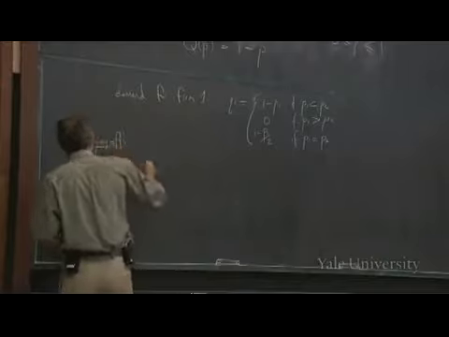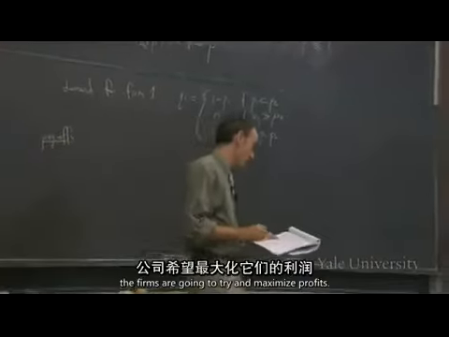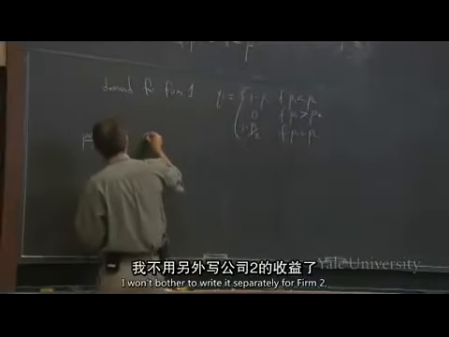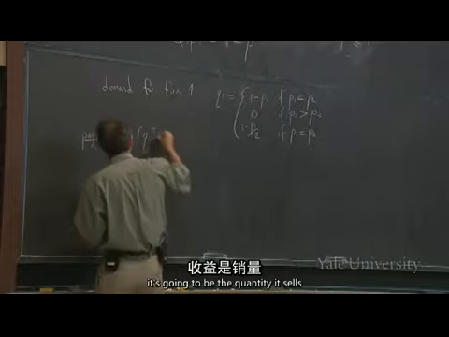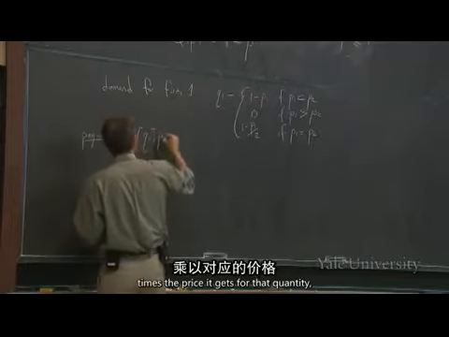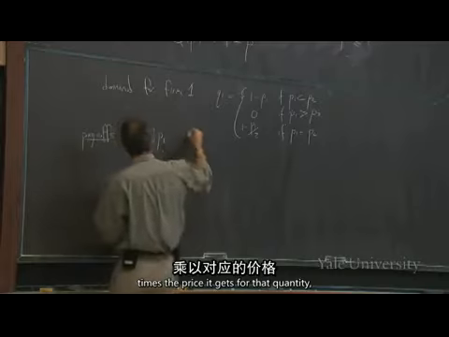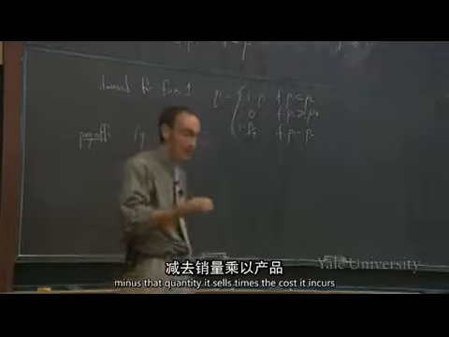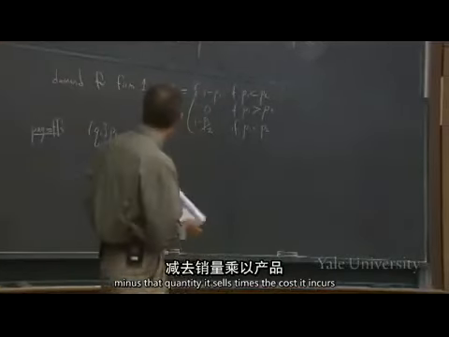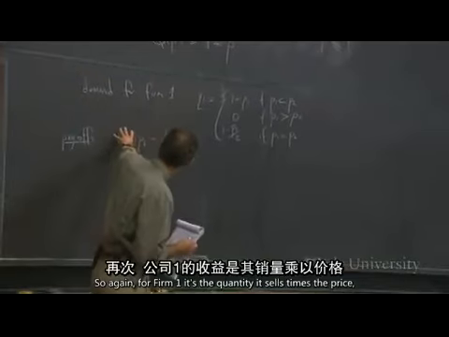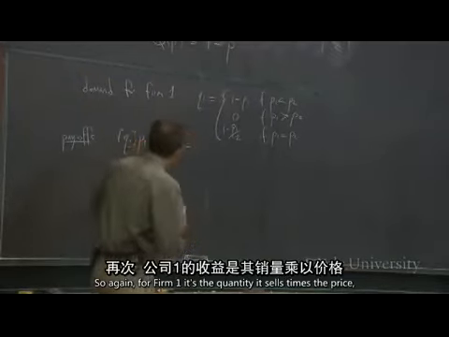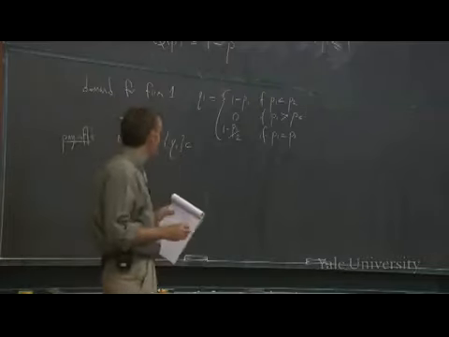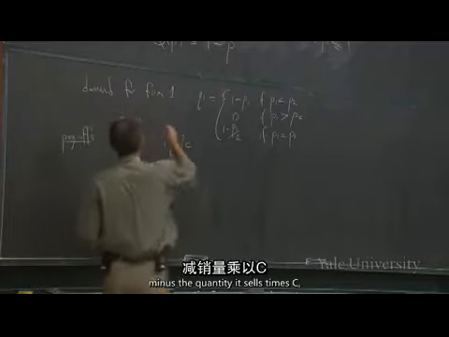And just as last time, the firms are going to try and maximize profits. So what's the profit for firm 1 going to be? I won't bother to write it separately for firm 2. It's going to be the quantity it sells times the price it gets for that quantity, minus the quantity it sells times the cost it incurs in producing that quantity. So for firm 1, it's the quantity it sells times the price, this is its revenue, minus the quantity it sells times C, the cost, this is its cost.